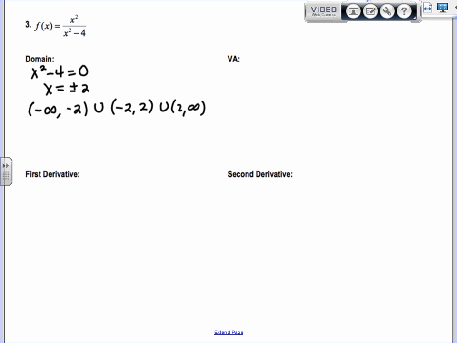Why don't you set the numerator equals 0? Yeah, but the numerator is not affecting my domain. All right, the vertical asymptotes then are at x equals 2 and x equals negative 2. Why just the denominator? Because domain is affected by square roots, denominators, anything where x can't be a certain number. Yeah. All right, so the first derivative.